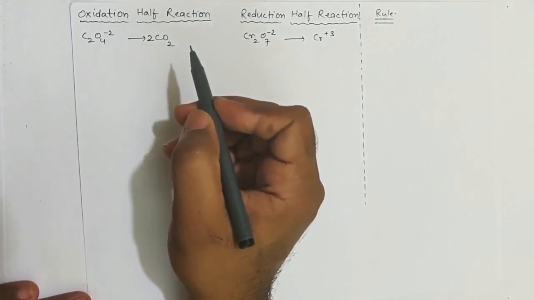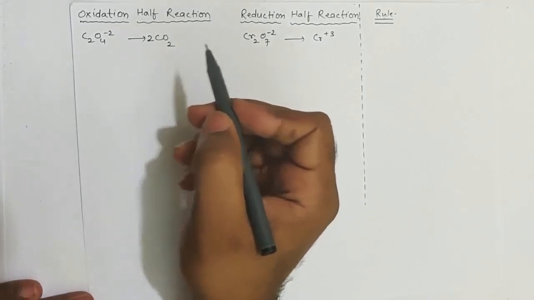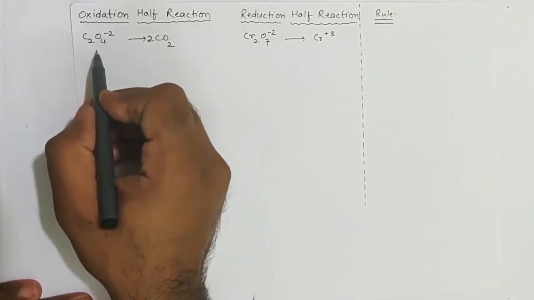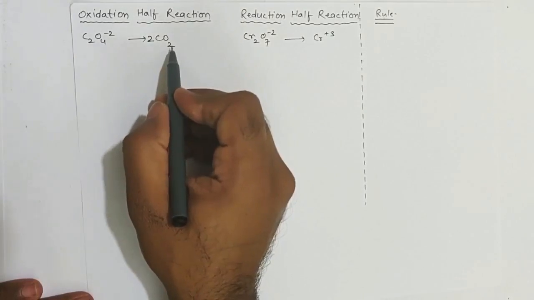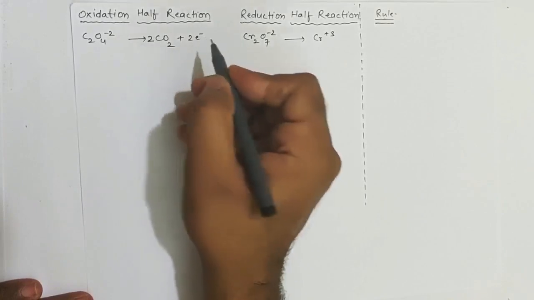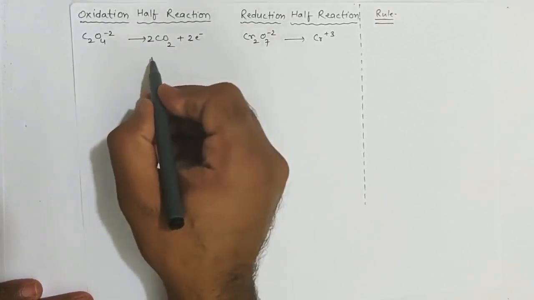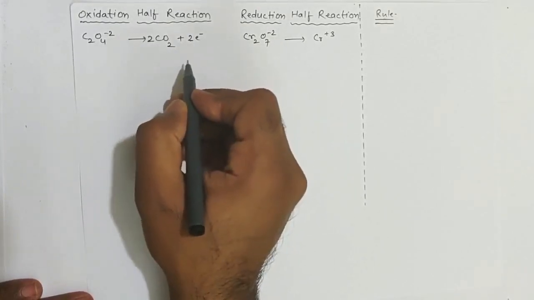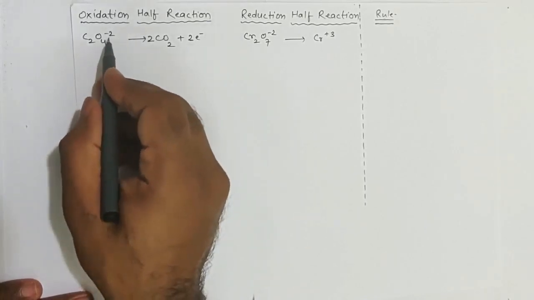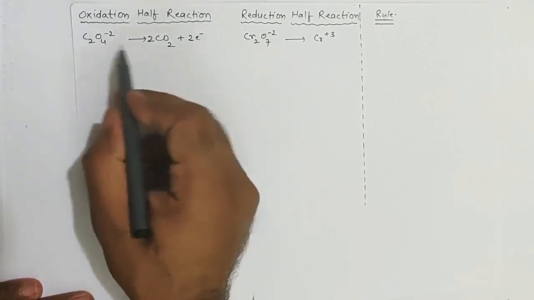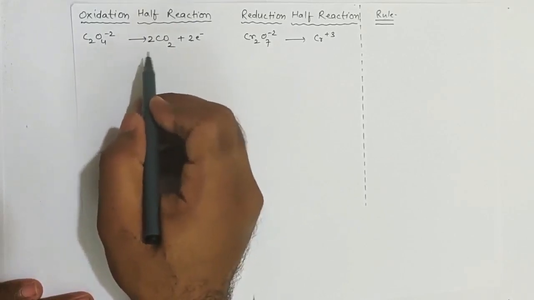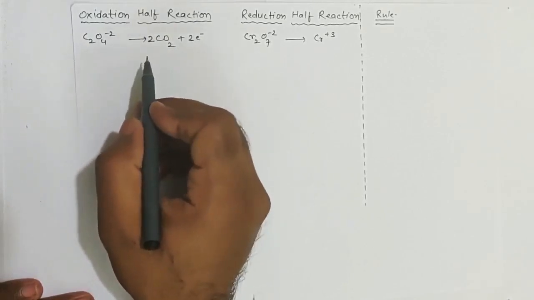Now let's balance the charge of this reaction. As we can see, there is -2 charge present at the reactant side and the product side is completely neutral. So we will add 2 electrons at the product side. So finally the product side has a total of -2 charge and the reactant side also has a total of -2 charge. So this reaction is now completely balanced in terms of atoms, in terms of oxygen, in terms of hydrogen and in terms of total charge.